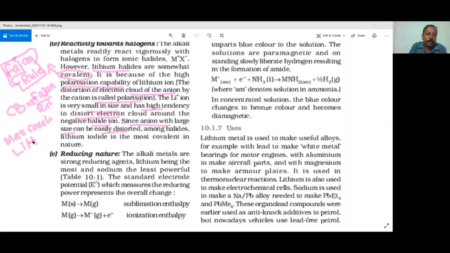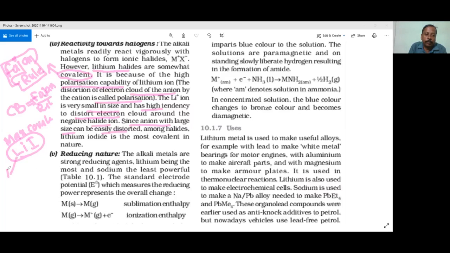Okay, because already it is the smallest. But if I write fluorine, very difficult to distort. Iodine is the best because largest. Okay, the person who is distorting must be small. The person who is getting distorted should be large.